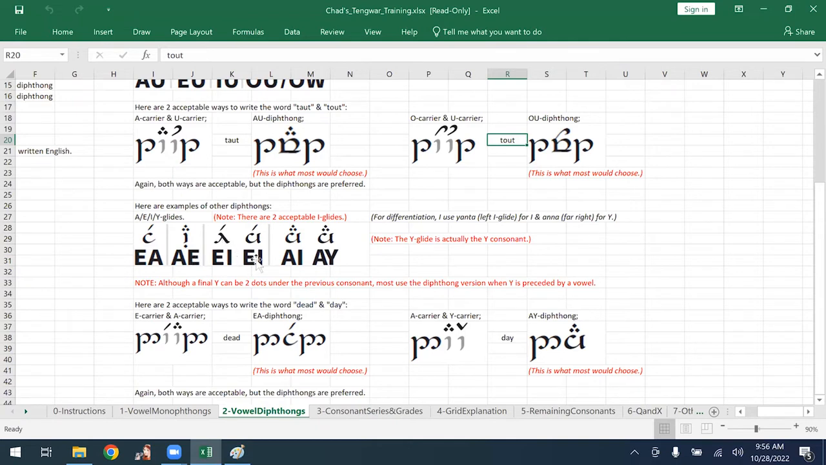Now, the I glide, the reason I'm doing this way is because you're going to see some inconsistency here, even in Tolkien's writing. And I'm going to explain this a little bit better. In English, you'll see people say that you only use this. This Tehtar is called Anna, A-N-N-A, like the girl's name. So most people will say use Anna for I glide.